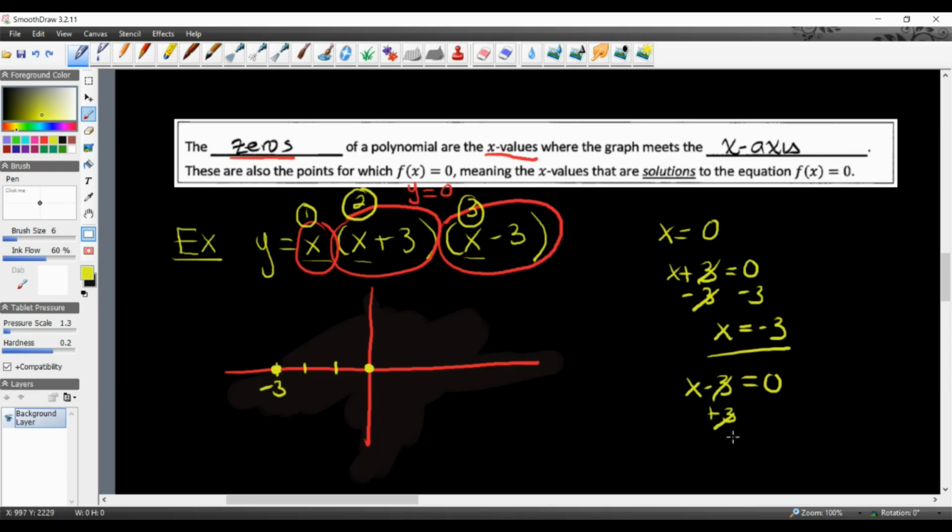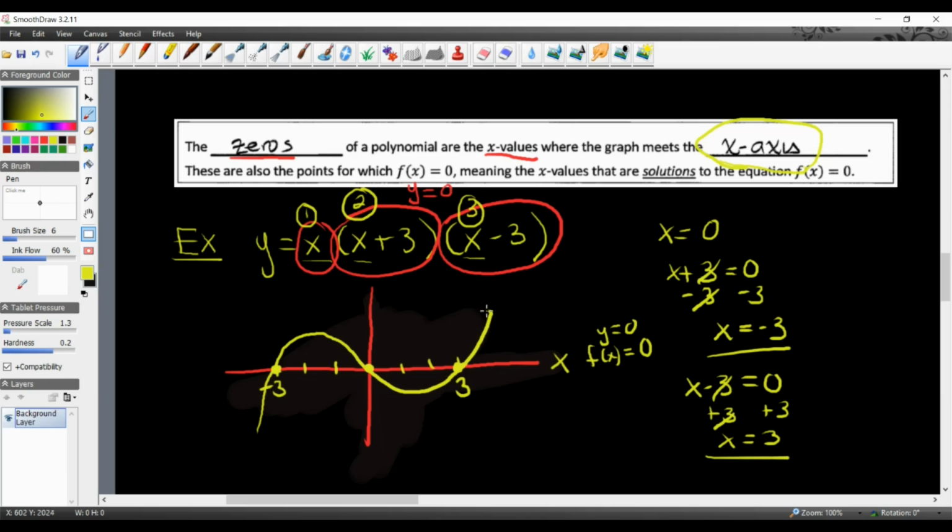Let's fix that. So x will equal positive 3, okay? And that's going to be on the other side. So we can see that these 3 points are on the x-axis, as mentioned up here. I cannot seem to draw a straight line or a nice circle for the life of me, but that's okay. And they are also solutions because at this point, f of x, or in this case y, is equal to 0. Any point on this line, y is equal to 0. And if you want a few more specifics, this graph actually looks something like that. Okay, so there you go.